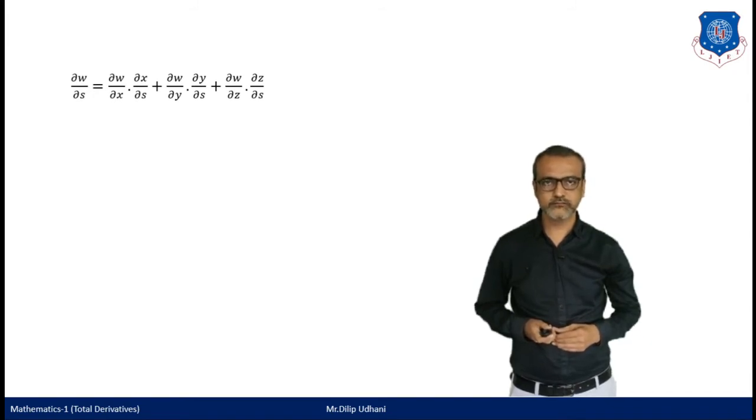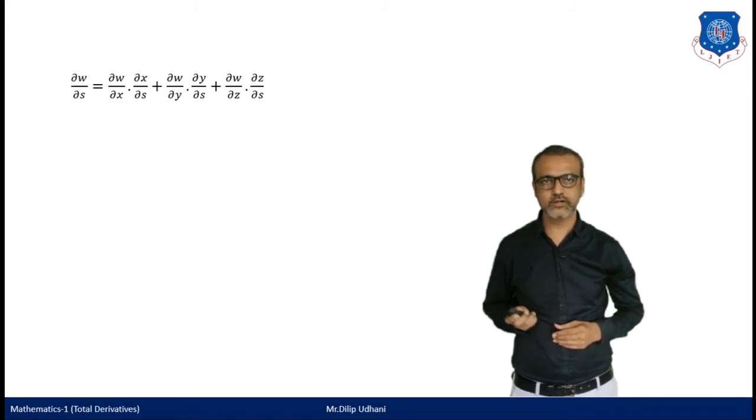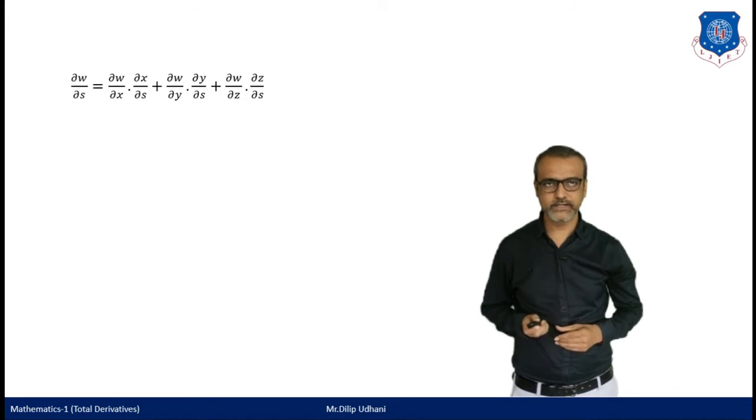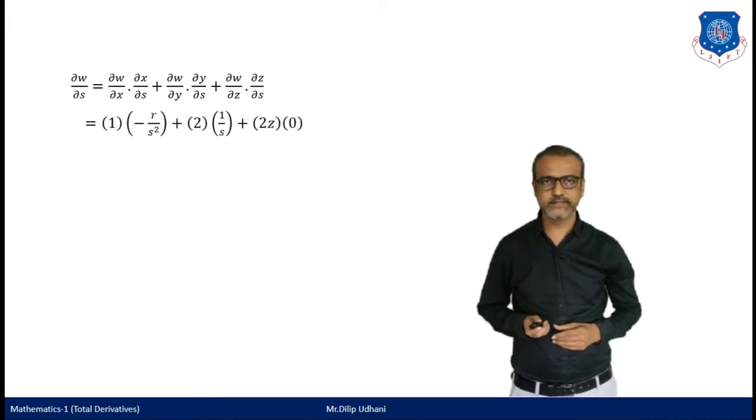Now we will find del w by del s. According to the formula, del w by del s equals del w by del x into del x by del s plus del w by del y into del y by del s plus del w by del z into del z by del s. Now we have found del w by del x, del w by del y, and del w by del z. So you can see del w by del x is 1, then del w by del y is 2, and del w by del z is 2z.